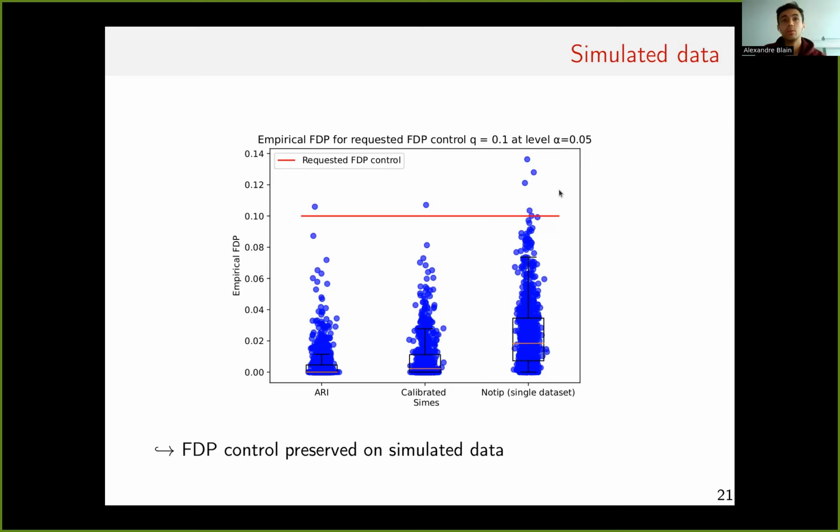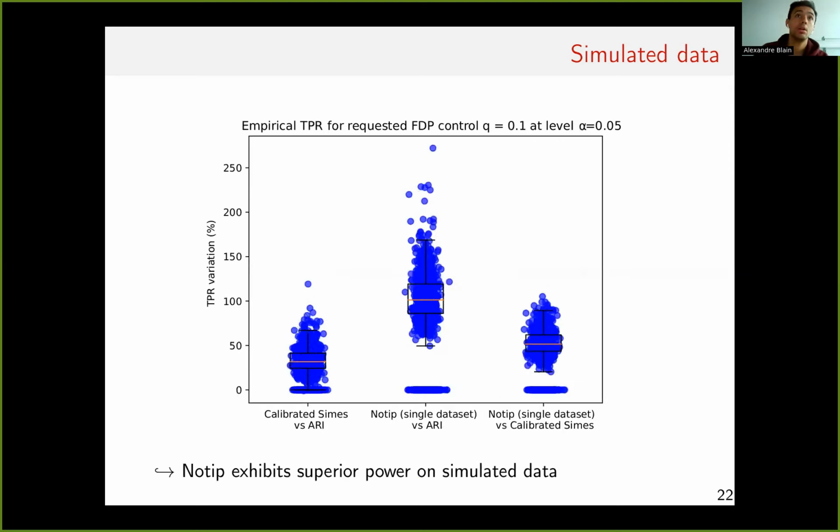And this is important to evaluate because, of course, on real data you don't have access to the ground truth, so you cannot evaluate FDP control. Also, we've looked at power in the case of simulated data, and you see again that Notip exhibits substantially superior power compared to the two other methods at hand.